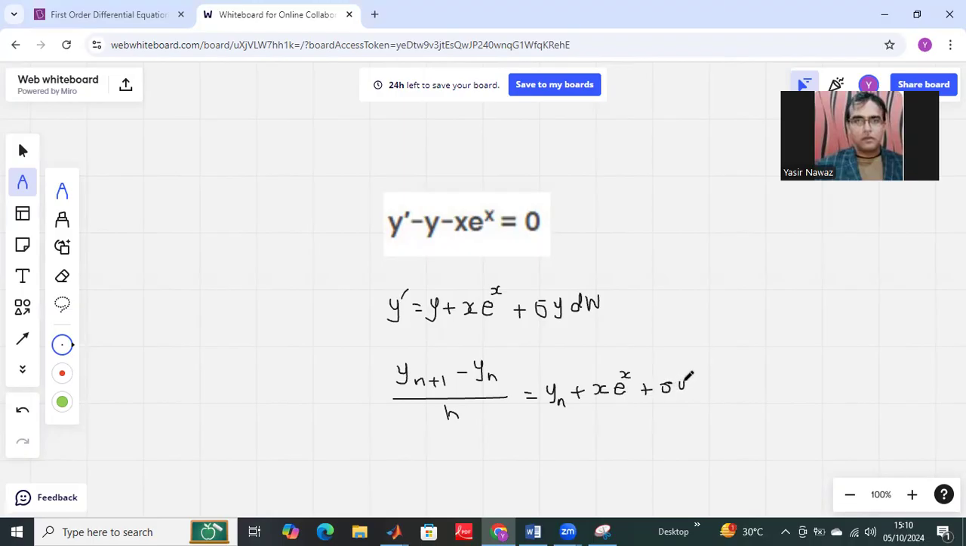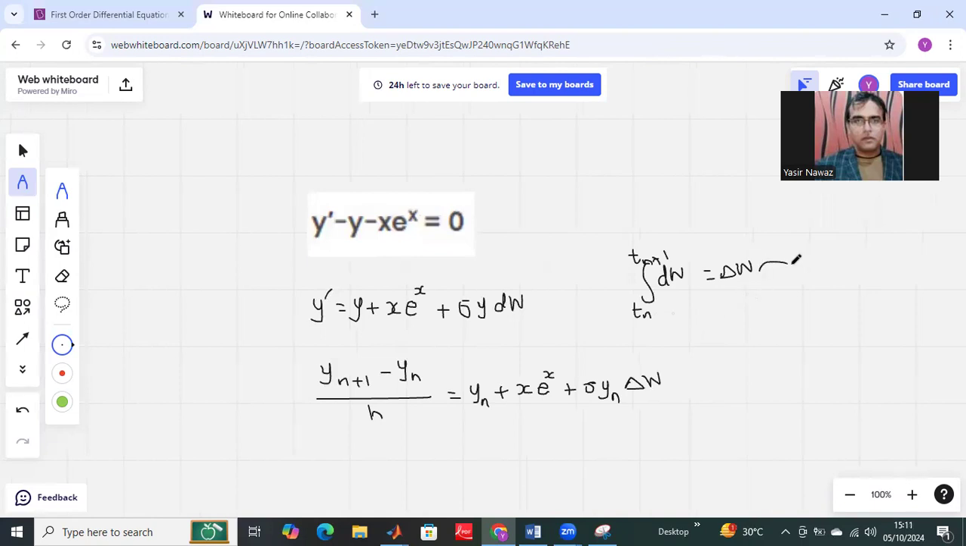Using the Euler-Maruyama method, this term can be written as sigma y_n, and then delta W. That's the integral of dW, which is just delta W, over t_n to t_{n+1}. And delta W is further approximated by a normal distribution with zero mean and variance of delta t, or standard deviation of square root of delta t.